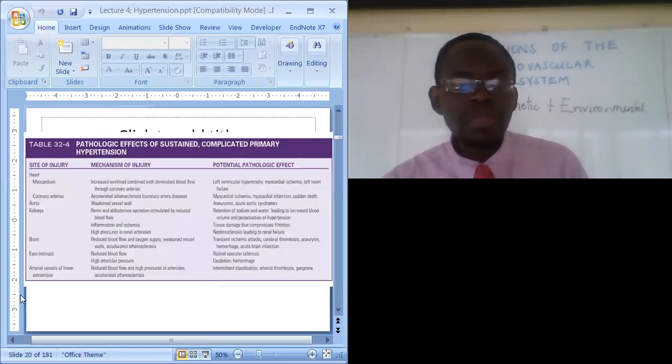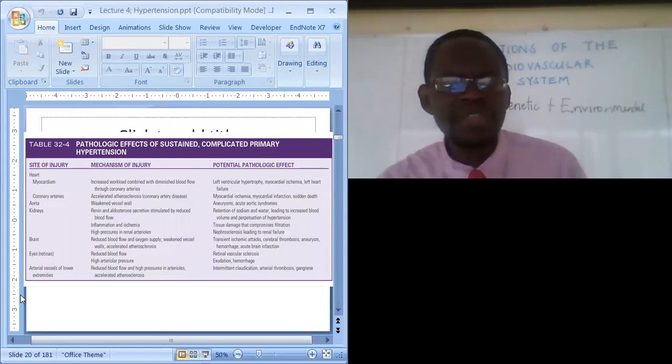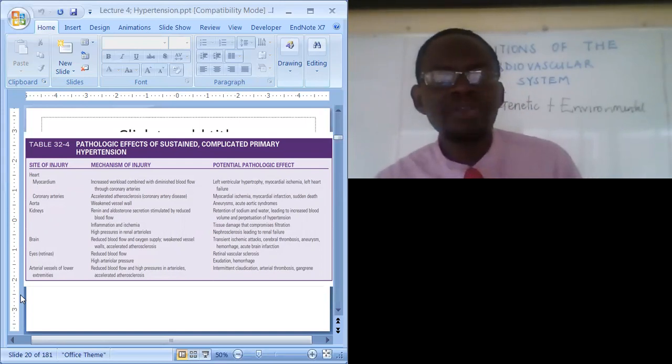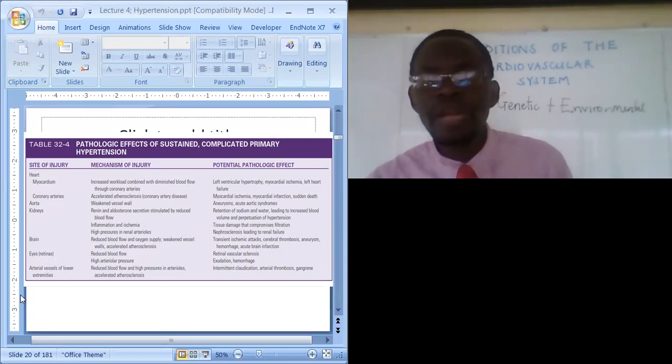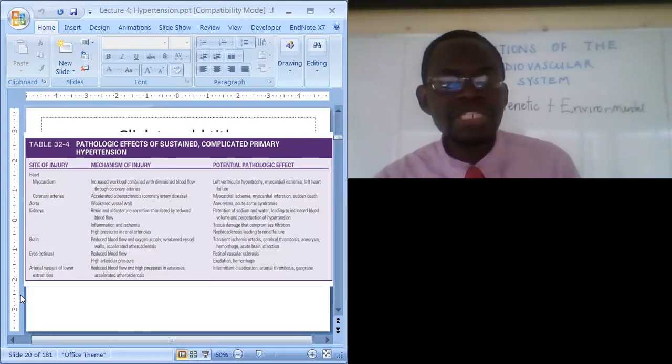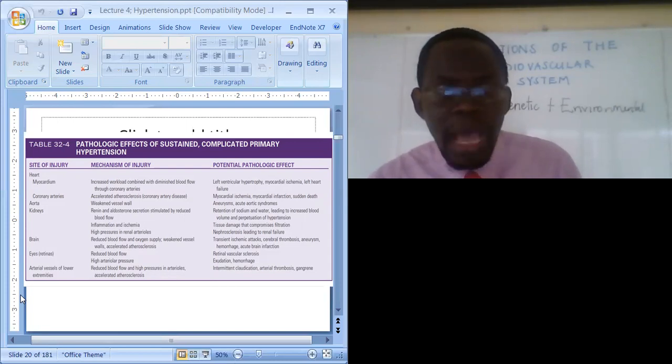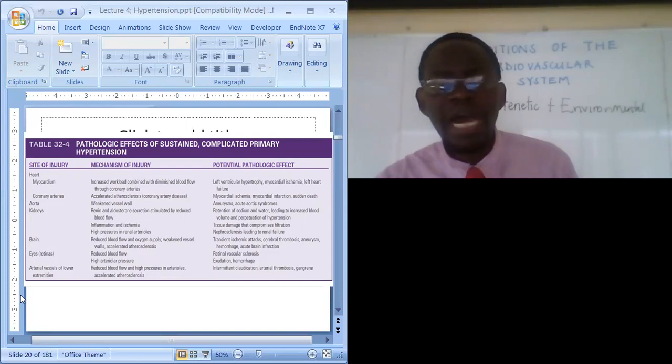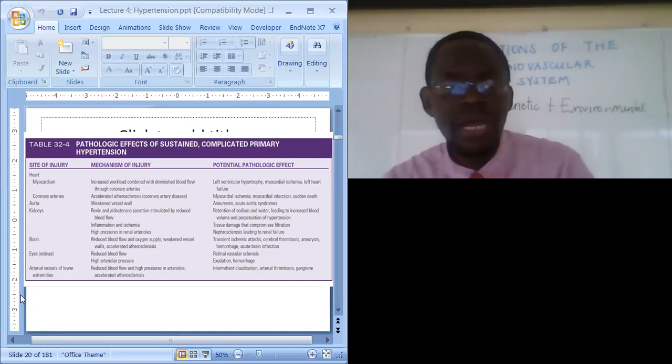Now, it is also very important for you to know these are some of the structures that are damaged, if this hypertension complicates. So within the myocardia, you can have left ventricular hypertrophy. Within the coronary arteries, you might have myocardial ischemia. Within the kidneys, you might have retention of sodium and water, leading to increased blood volume, and then leading to perpetuation of hypertension, among others that you will read in this slide, please.